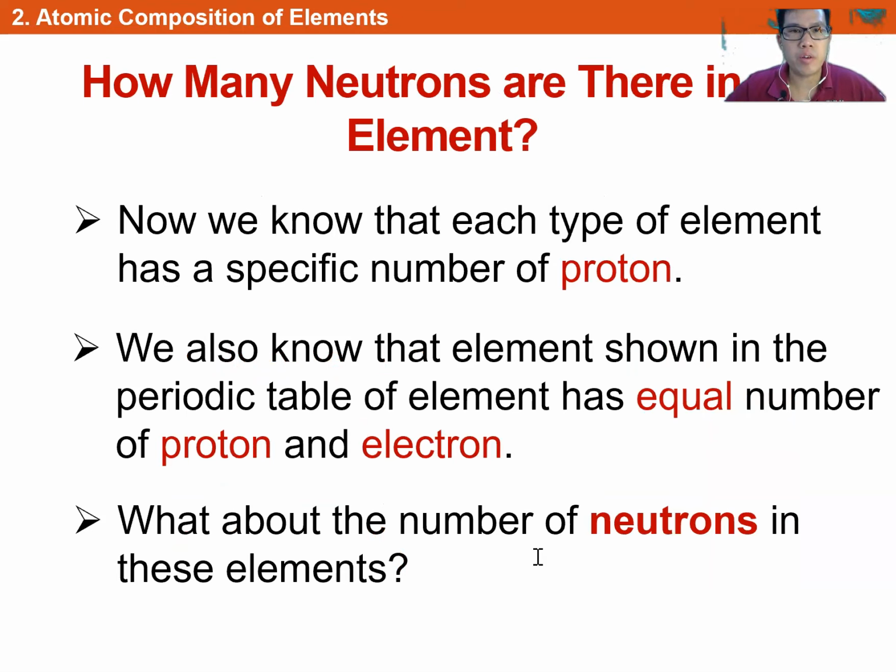Okay, this is a very tricky question now. So now we know that the number of protons is fixed. Each element has one particular number of protons. Then we know that electrically neutral elements have an equal number of electrons. One proton means one electron. How about neutrons? How many neutrons would that be?